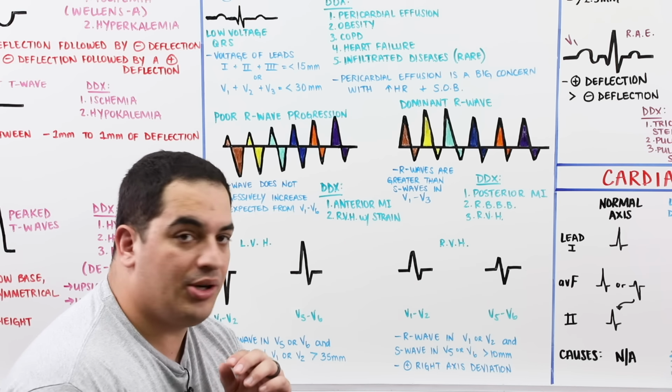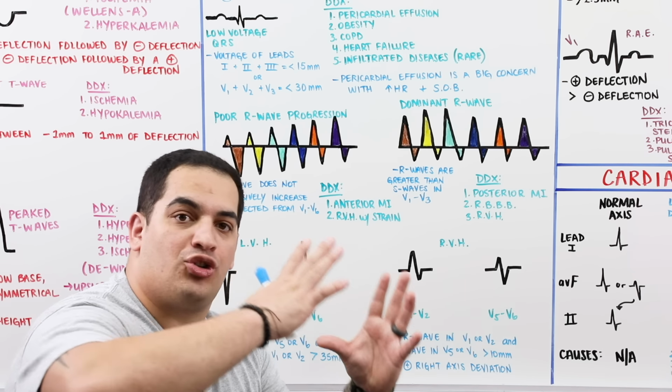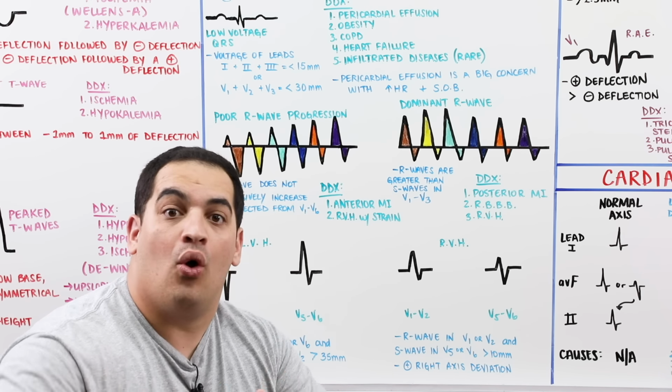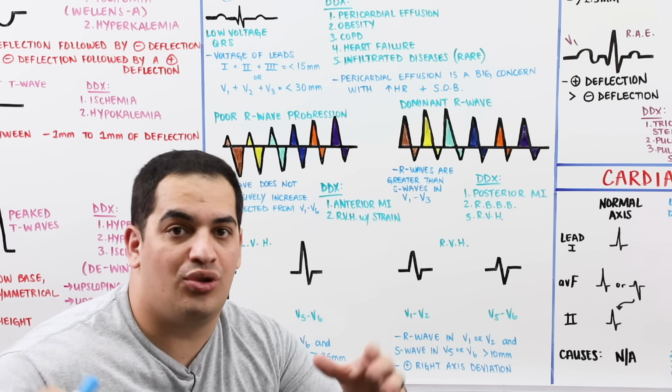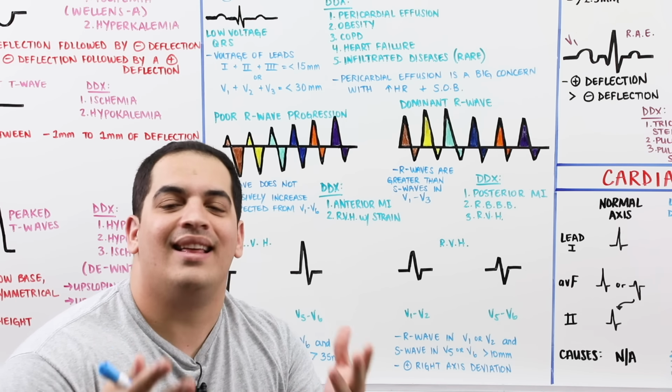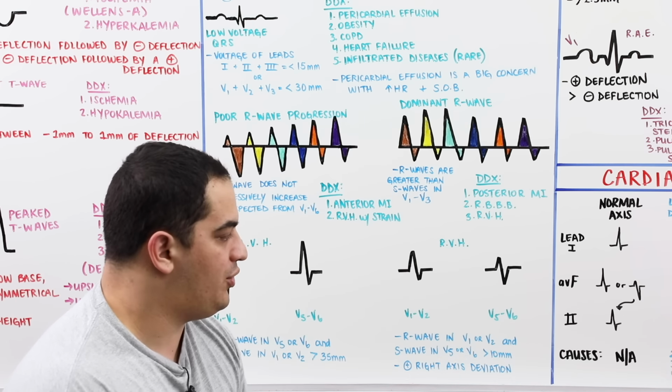What could right ventricular hypertrophy be due to? Anything that's putting strain on the right ventricle. If someone has maybe a pulmonic stenosis, or they have pulmonary hypertension due to some underlying lung disease like COPD or interstitial lung disease, things like that could cause some right ventricular hypertrophy.